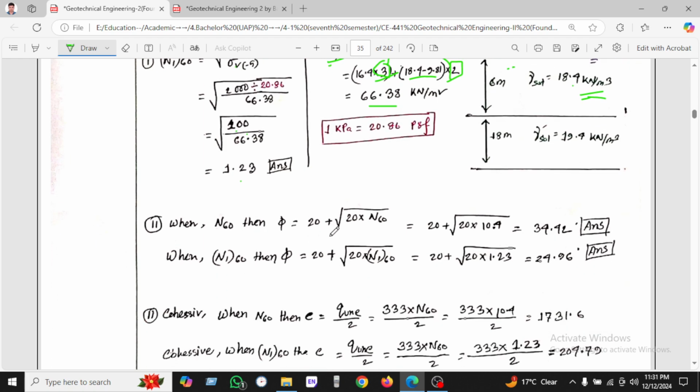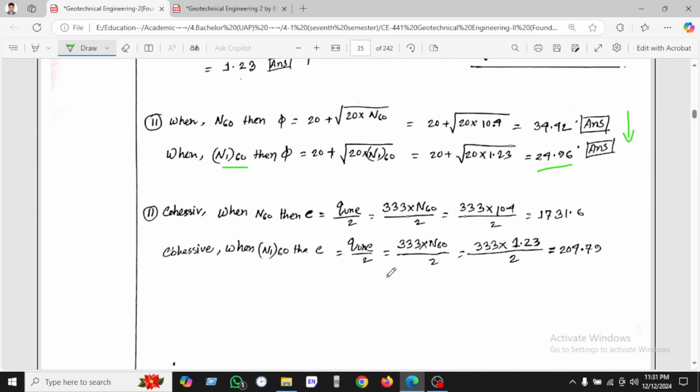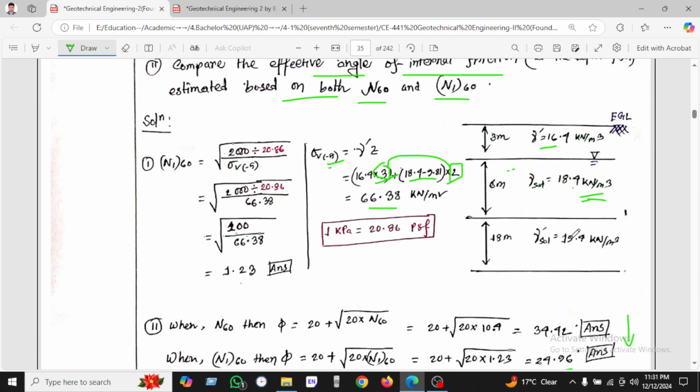When N160 is 5, phi equals 20 into root over 20 into N60 and found 34.42. Another one, for N160, remember that. Then the angle will be 24.96. So we can see that with N160, the angle is reducing. Okay, so for cohesive soil, when N60 is equal to Q divided by 2 and found 1731, and for N160 we found 204. So this is also, I can say, reducing.